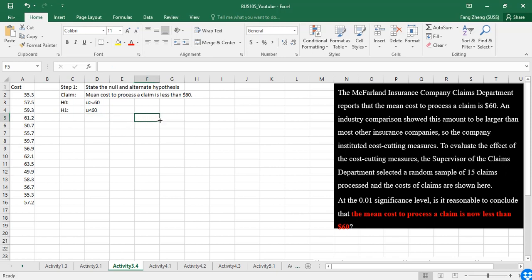Some errors I have seen in the past few years are like this. For example, some of you write in this way, H null bigger than or equal to 60. Or some of you write H1 in this way, mu smaller than or equal to 60. Or some of you write the hypothesis about the x bar bigger than or equal to 60. So all these are wrong.